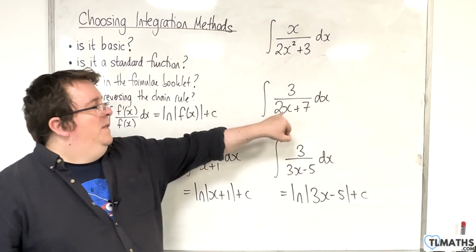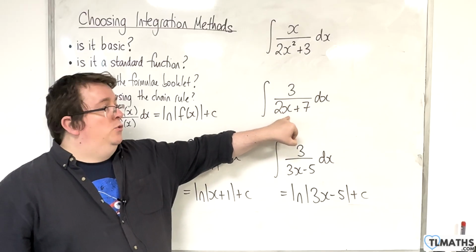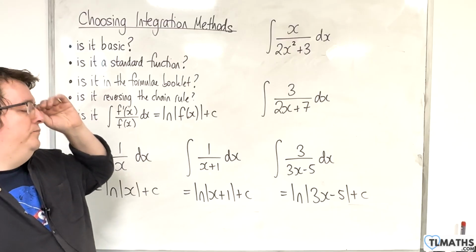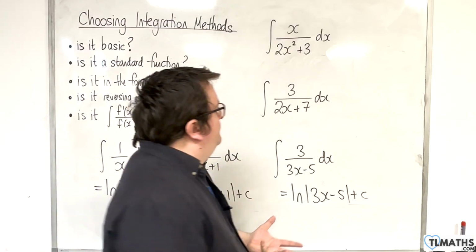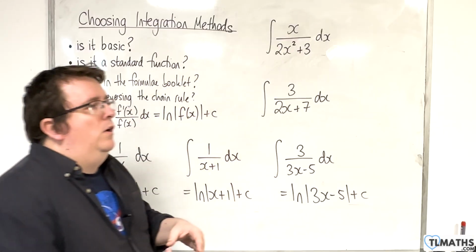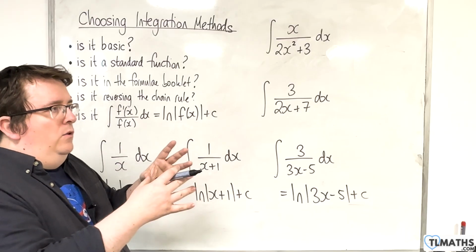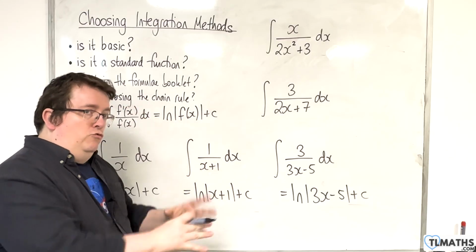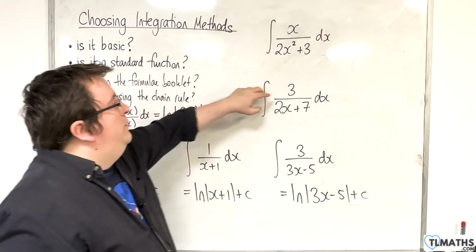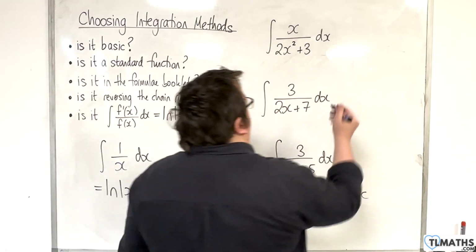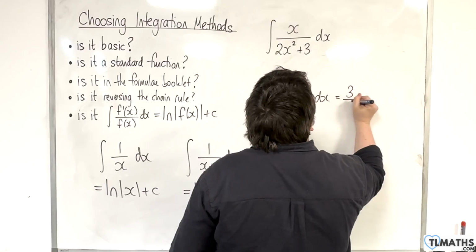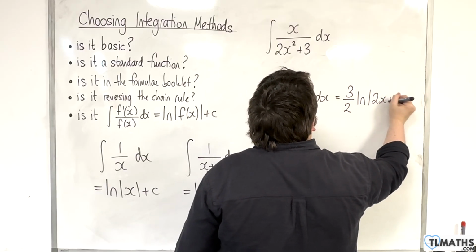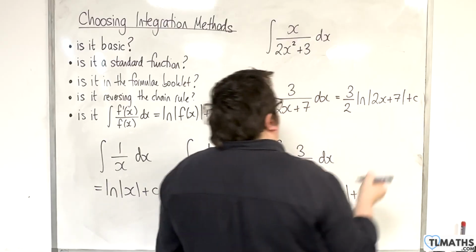Now what about this one? The bottom differentiates to 2, and on the top you've got 3. Okay? So the way you deal with that is you go, well, what I'm going to end up doing is get the numerator and divide it by the derivative of the denominator. So you do 3 divided by 2, and that's what comes out the front. So 3 halves times the natural logarithm of the modulus of 2x plus 7 plus c.